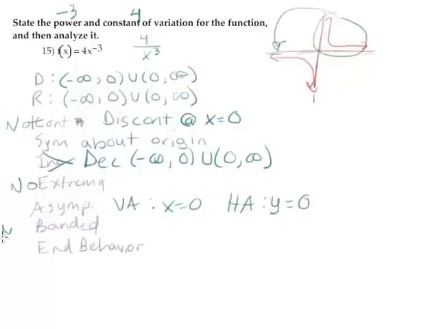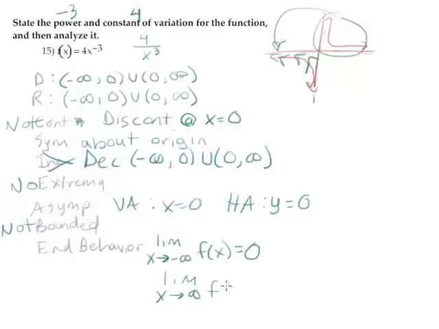It is not bounded, because we can get to positive infinity for y and we can get to negative infinity for y. The end behavior, the limit as x approaches negative infinity of f of x. Well, as I go farther and farther to the left for x, I'm getting closer and closer to 0. And as I approach positive infinity, I'm also going towards 0, because now I'm going this way, getting closer and closer to 0. So that's that right there.